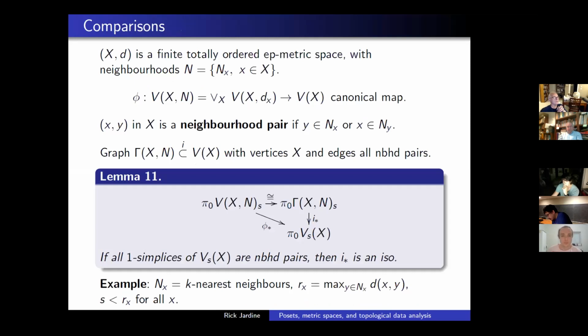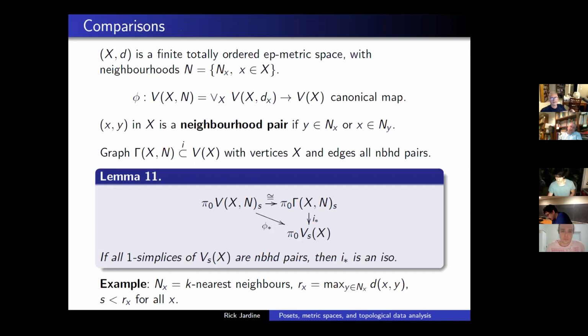And there are various comparisons you can make, starting abstractly with a totally ordered finite EP metric space with a set of neighborhoods. And you construct this V_x^n. There's a canonical map to the Vietoris-Rips system associated to X, because there are EP metric space maps that create it. And inside V of X, there's a graph. Well, let me back up. I got ahead of myself.